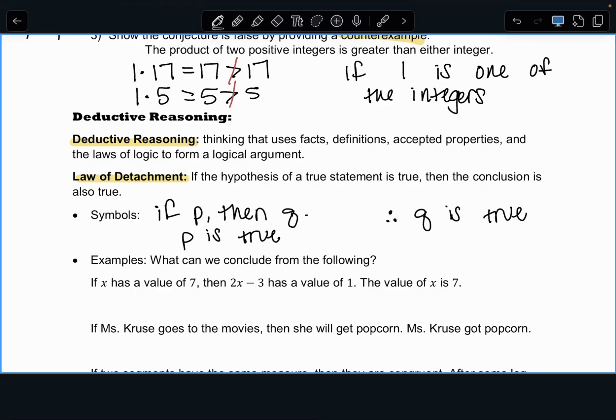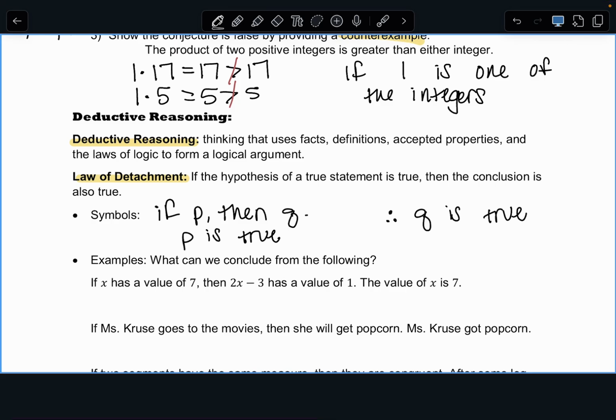If it's raining, then I will bring my umbrella. And then I told you it's raining. What can you conclude? I'm going to bring my umbrella. You just did the law of detachment. That's it. If you have your hypothesis and it's true, you follow your arrows through to the conclusion.